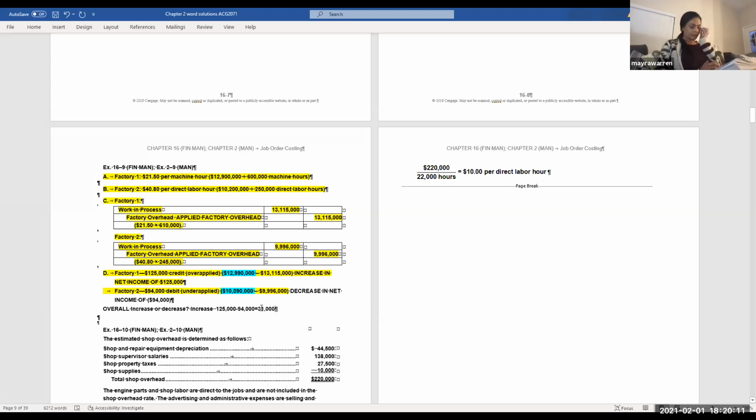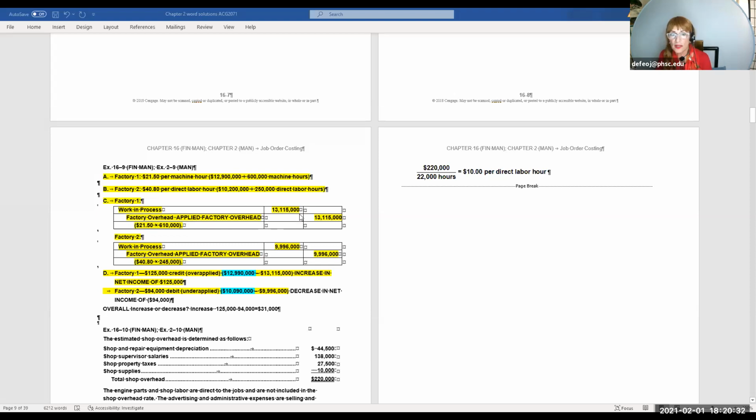So we're pretty good. We may have underestimated one and overestimated the other factory, but ultimately, in the long run, we came pretty close. Does anybody have any questions? Does that shed a little bit more light on the over and underapplied?